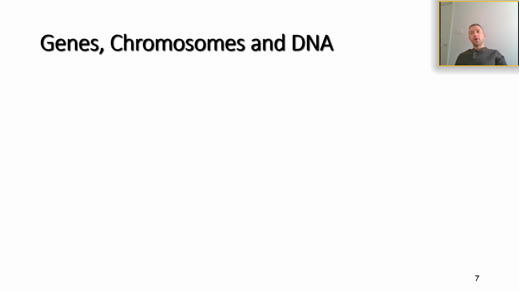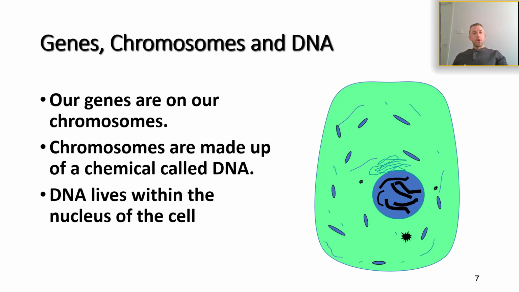Okay, this one right here in terms of relationships is a key one to understand for cellular biology, and it's between genes, chromosomes, and DNA. This is the picture of a cell, and we know that our DNA lives within the nucleus of the cell. So we've got our chromosomes. They are made up of a chemical called DNA, which we've just looked at.